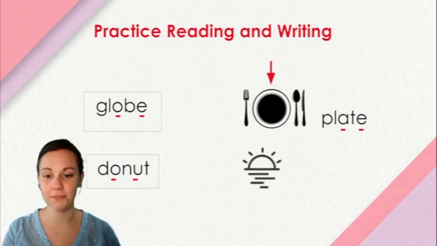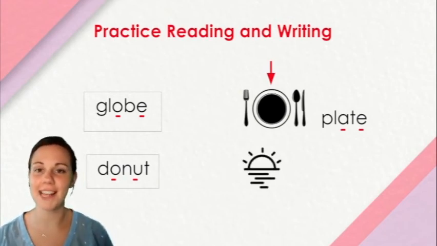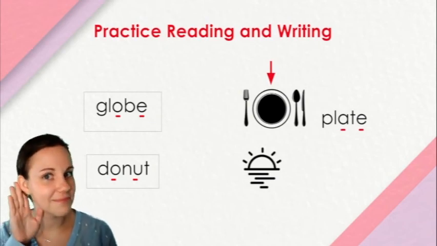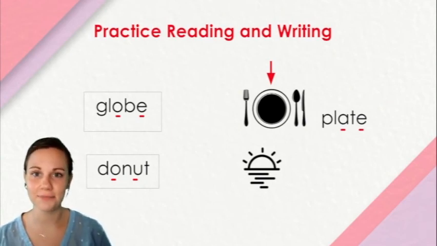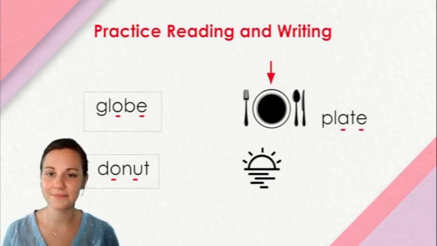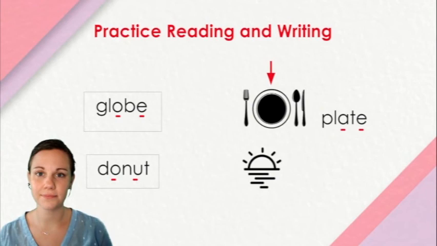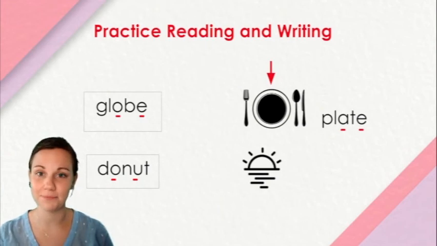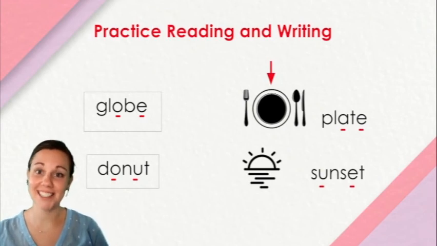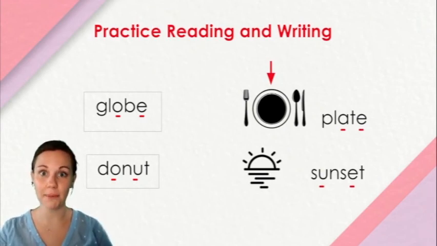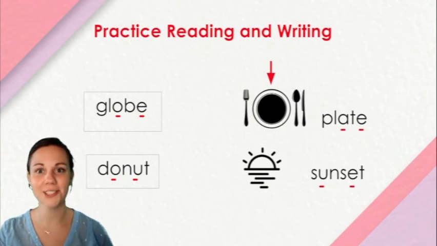Here's another image. That's for the word sunset. Say it. Go ahead and write the word sunset. Take a look here to check your spelling. S-U-N-S-E-T. Great job using your vowel sounds and syllable types to read and spell these challenging words.